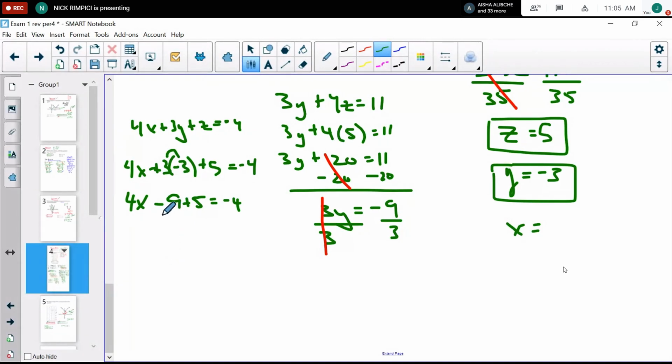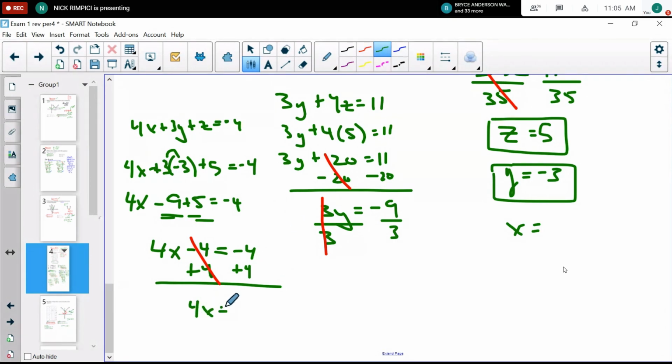And then if I put negative 9 and 5 together, because they're on the same side of the equation, negative 9 plus 5 is negative 4. And I'm trying to get 4x by itself so I can solve for x. So I'm going to add 4 to each side of the equation. And that's going to allow these to cancel out. And now I can say 4x equals, well, I know that negative 4 and positive 4 make 0. So that equals 0. And finally, to get x all by itself, I can divide by 4 on each side of the equation.